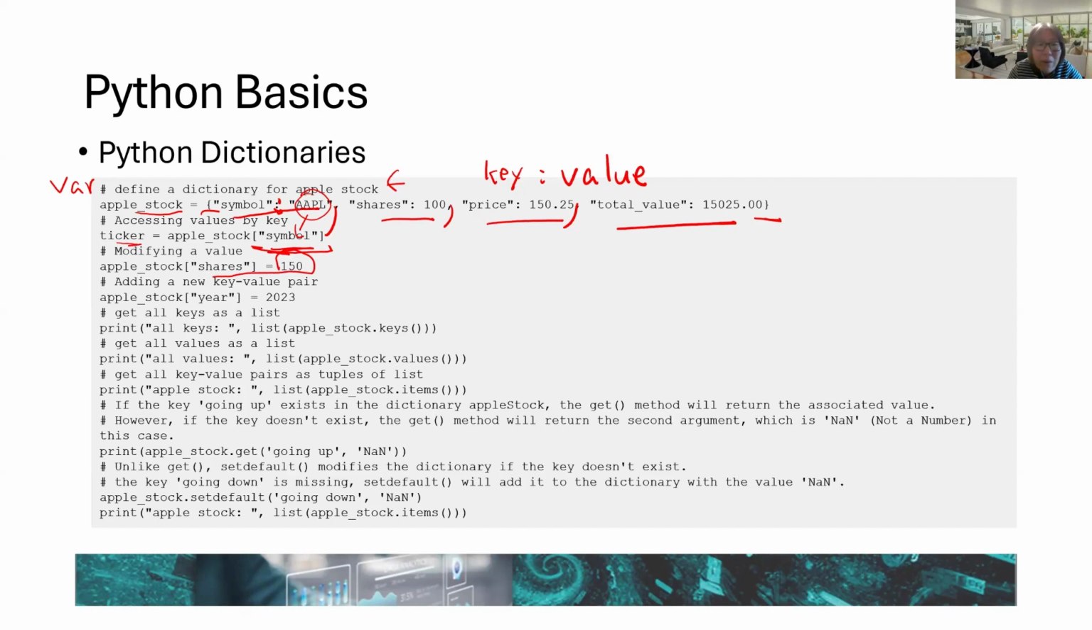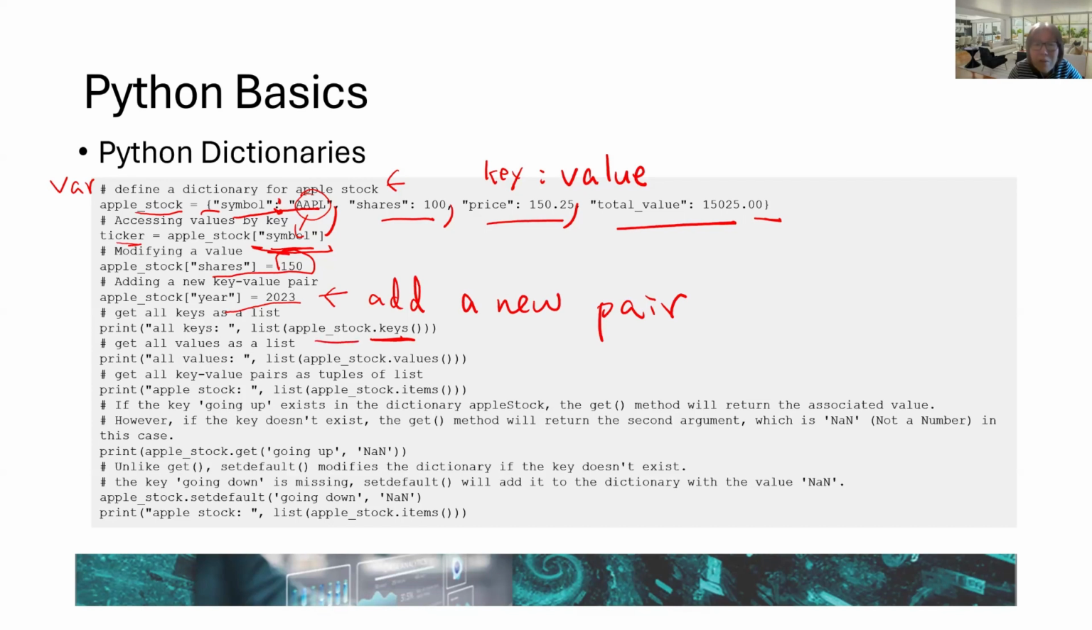Over here you can also add a new pair, the year and its value. And how do you get all of the keys of the dictionary? You can just call dot keys.